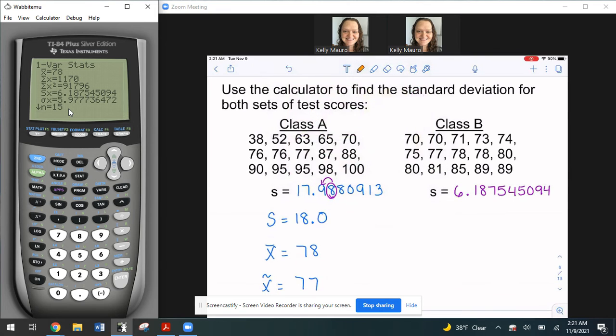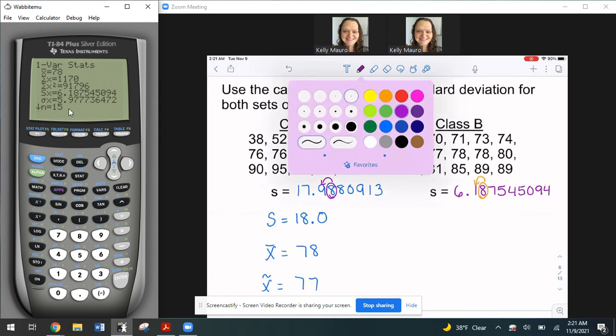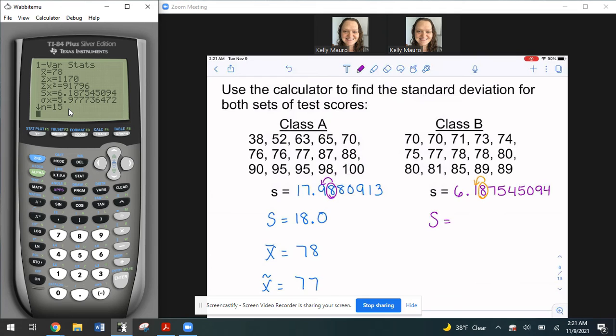And now I've got to figure out how to round it. Again, because all my data values were whole numbers, I want one decimal place in any measures that I calculate. So I look at the second decimal, ask myself what it does to the first one. In this case, my standard deviation is going to round to 6.2. All right. The mean and the median are always good to jot down so that you have a frame of reference. And we're going to be using mean and median soon. You can see the mean here was again 78. And the median, if I scroll down, is MED is 78 also.